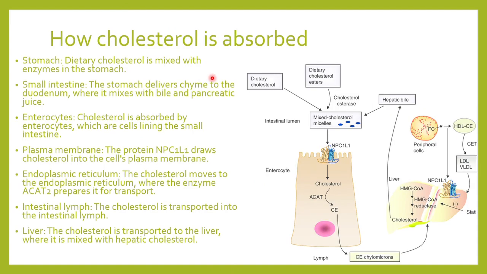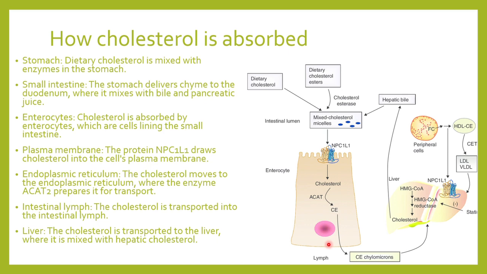So now the cholesterol is synthesized. How is it absorbed? The first thing is, when we take a dietary intake of cholesterol rich food, it is mixed with the enzymes in the stomach, and the stomach delivers this to the duodenum, where it mixes with the bile and the pancreatic juice. Then in the small intestine, the cholesterol is absorbed by the enterocytes, which are nothing but the cells which line the small intestine.